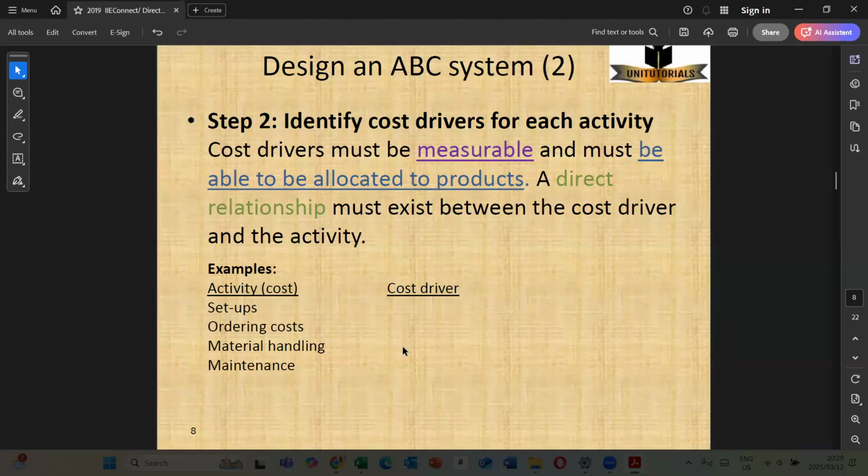What about maintenance? What can drive maintenance? Machine hours. Okay, that's fine. What about the number of breakdowns? You can use that as our cost driver. Remember, we want to allocate maintenance to different products. So a fair basis would be: product one, how many times did it break down? Product two, how many times did it break down? So we have a total cost of maintenance of 10,000.